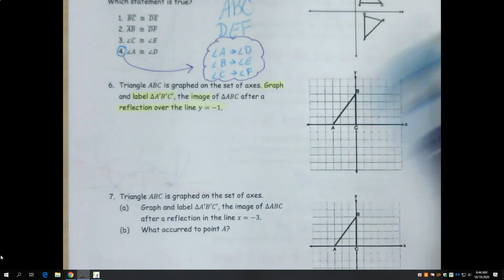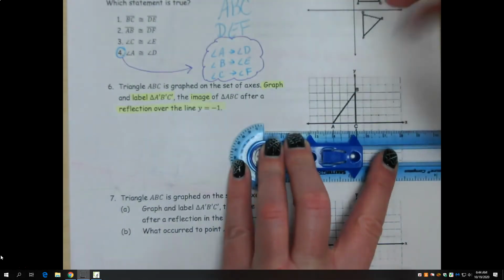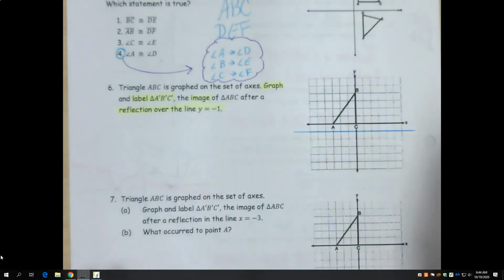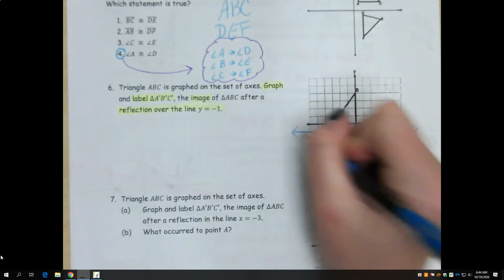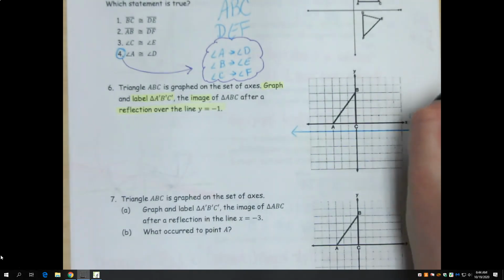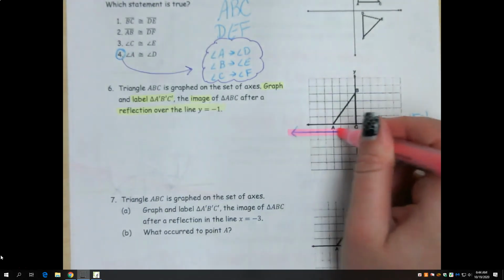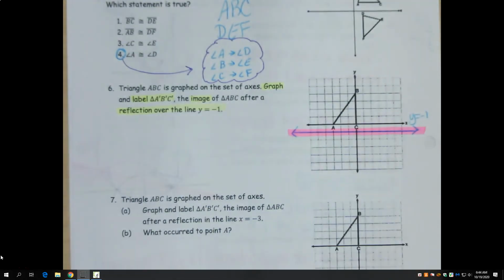So here we go. I'm going to grab my ruler and draw that line, y equals -1. I know lines go on forever, so I'm going to add arrows on both sides. Y equals -1, I'm going to label it. And then you guys know that whenever we reflect, we like to highlight that line of reflection so it becomes very clear where I'm reflecting over.